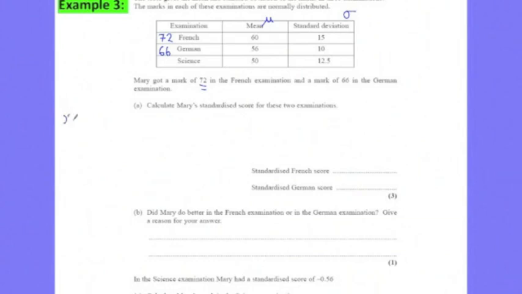So we must take the value, subtract the mean, and divide by the standard deviation. So let's look at French first. French, 72, the value she got for her French mark. Subtract the mean of French, 60. Divided by the standard deviation sigma, we have 15. Standardized score, 0.8. So this tells us how far above or below the mean. Here, 0.8 above, it's a positive number.